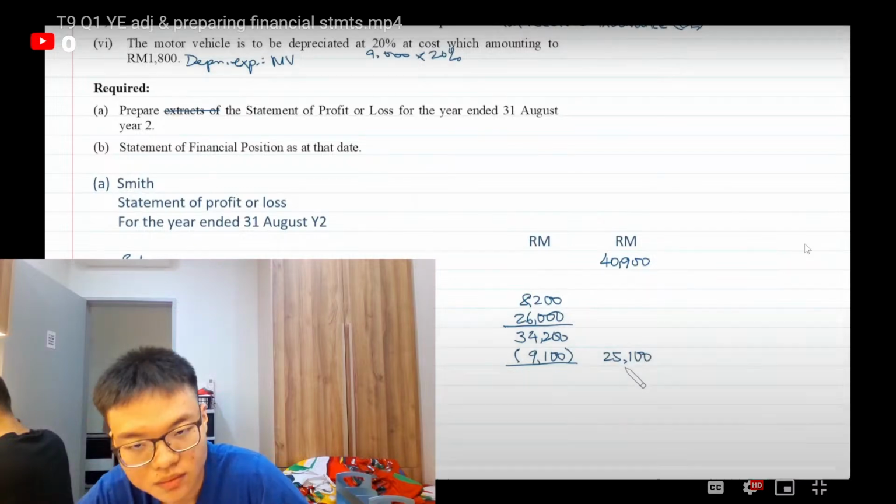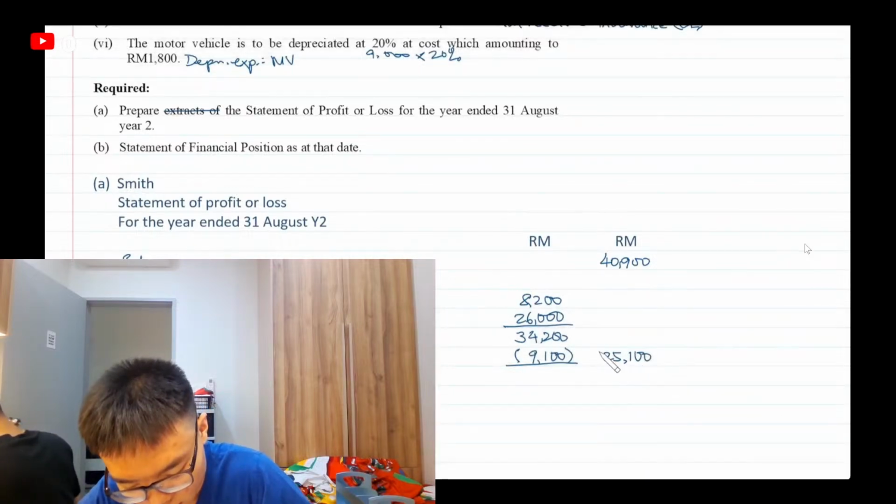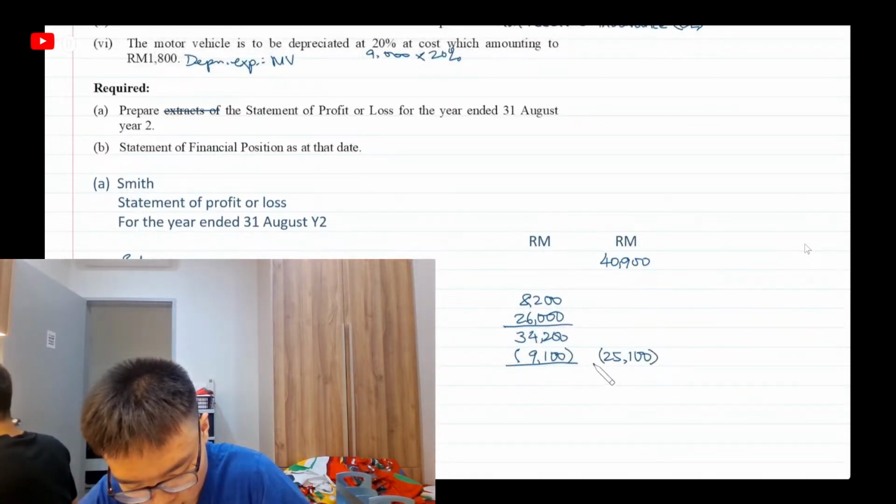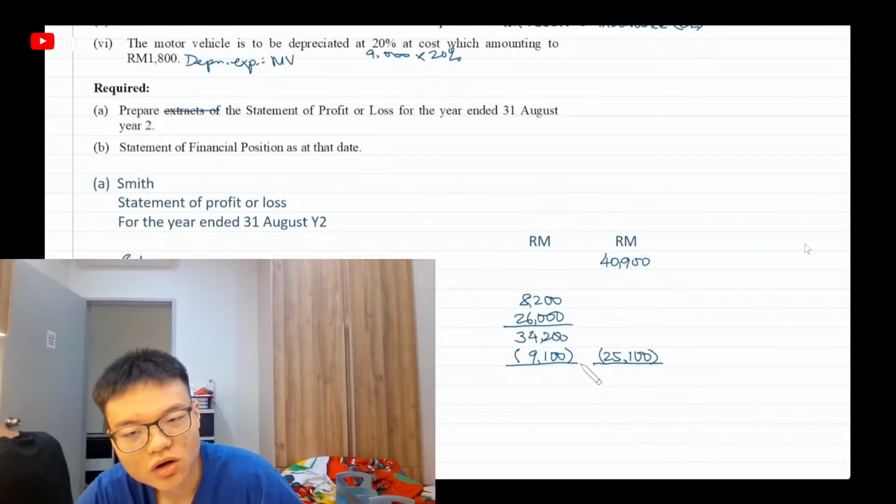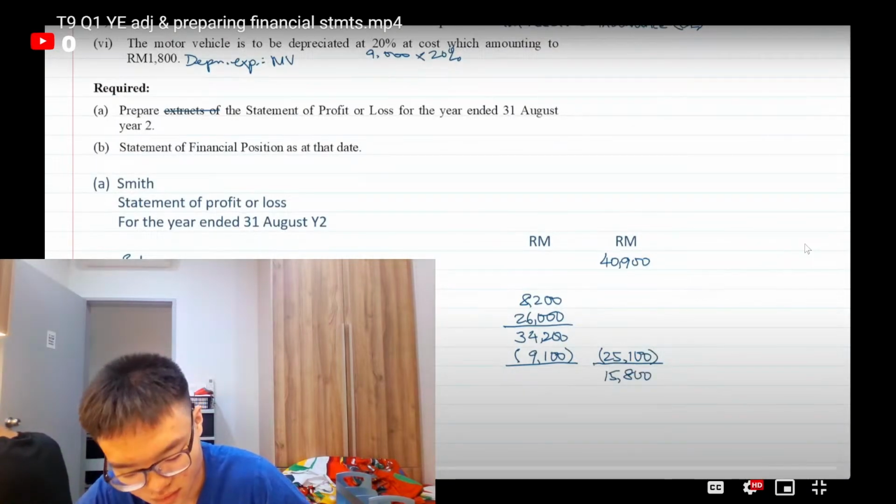This gives us the cost of goods sold. Now we're going to deduct cost of goods sold from sales, so put a bracket around the number to show that you're minusing this figure. Sales minus cost of goods sold gives us gross profit.